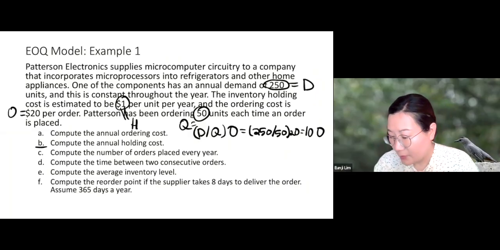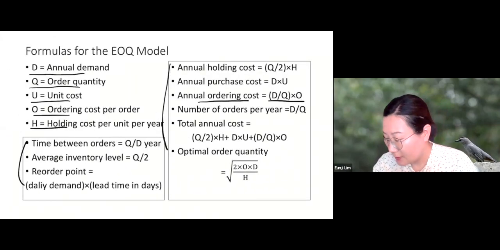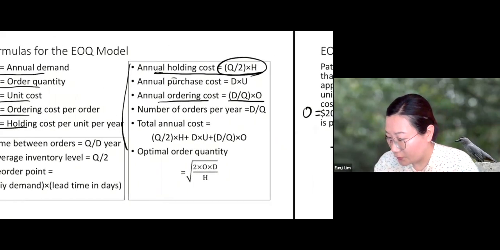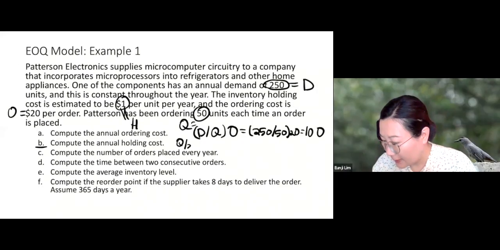Number B, compute the annual holding cost. The formula for the annual holding cost is Q over 2 times H. So let's plug it in. Q equals 50 times H. H is 1, so this is $25.